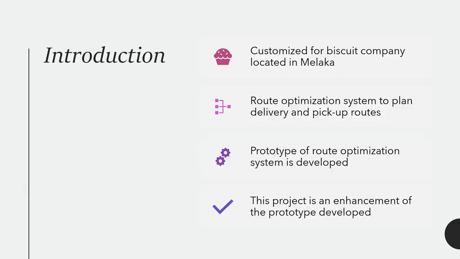Without further ado, let's begin with the introduction of this project. This project is customized for Biscuit company which is located in Melaka. This project is to develop a route optimization system to plan the delivery and pick-up routes for the Biscuit company. From the previous project, a prototype of the route optimization system is developed, and this project Smart Route Planner version 2 is an enhancement of the prototype developed.